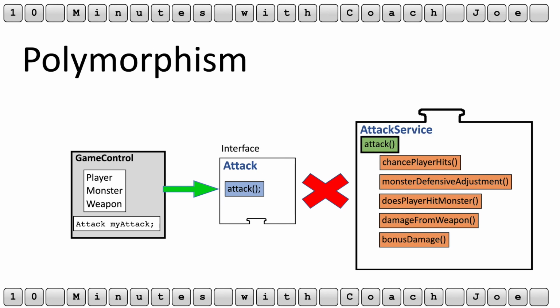Two forms of polymorphism were used. See if you can spot them. The attack service is overriding the abstract method from the attack interface, and object reference polymorphism was used in the game control class during composition. The attack interface was used as a variable.